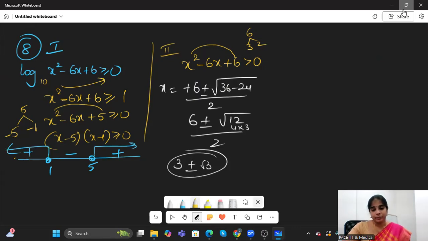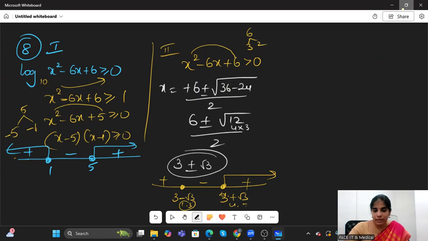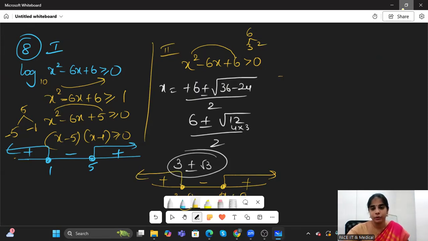Now coming here, 3 plus root 3 and 3 minus root 3. Root 3 is 1.732, so 3 minus 1.732 is 1.3 something, and 3 plus root 3 will be 4 point something. Now again plus, minus and plus. As I said, this value is strictly greater than 0, which means the solution lies outside, in this part and this part. Now take a combined equation for all these critical points.